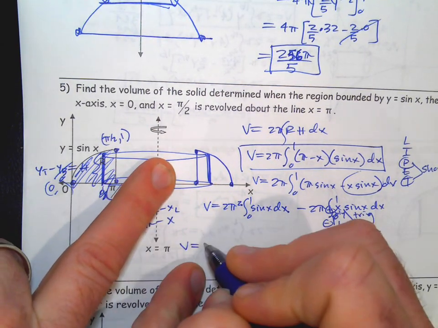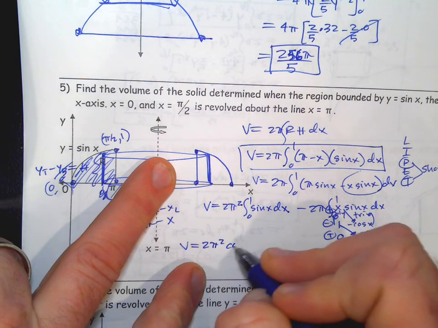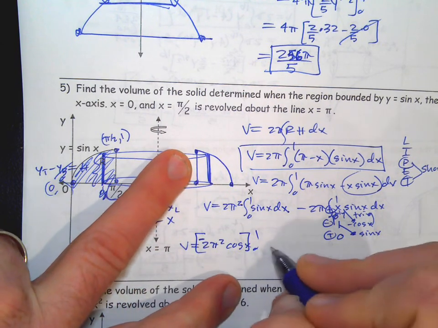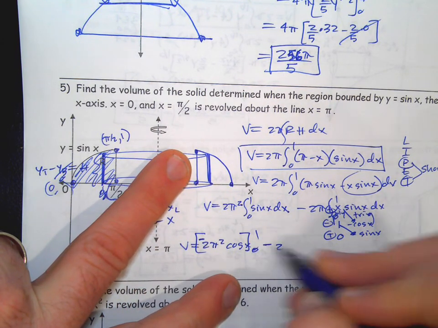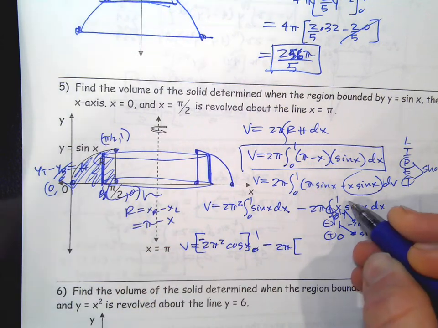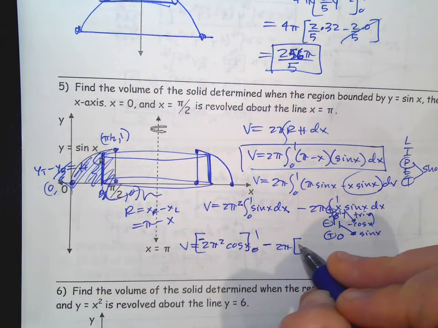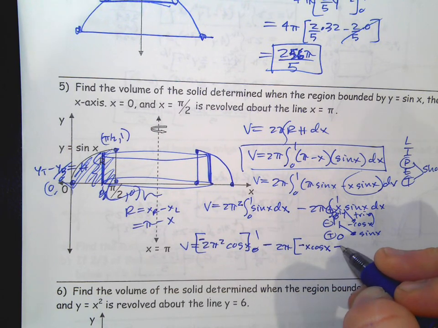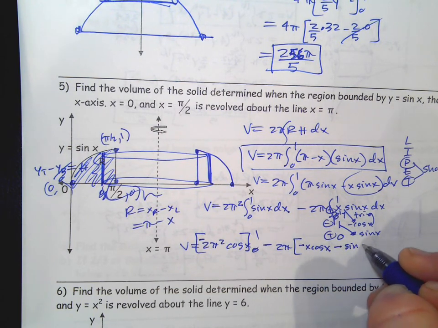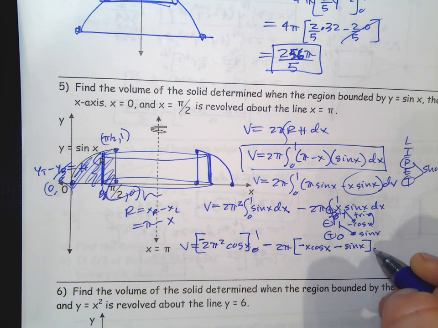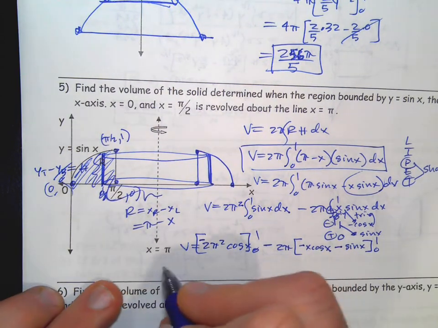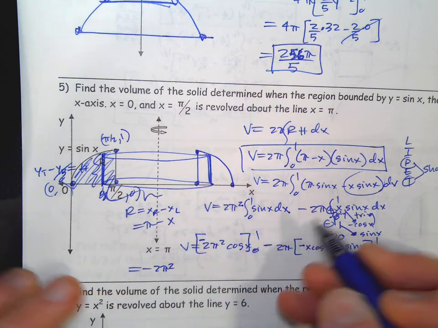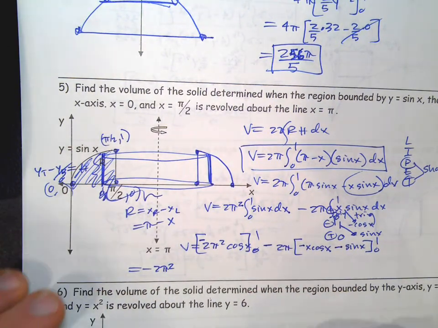So we have 2 pi squared cosine x over here, going to be negative, 0 to 1. And then this is going to be minus 2 pi. So the antiderivative here is going to be negative x cosine x minus sine x, from 0 to 1. So we are going to get negative 2 pi squared cosine of 1.